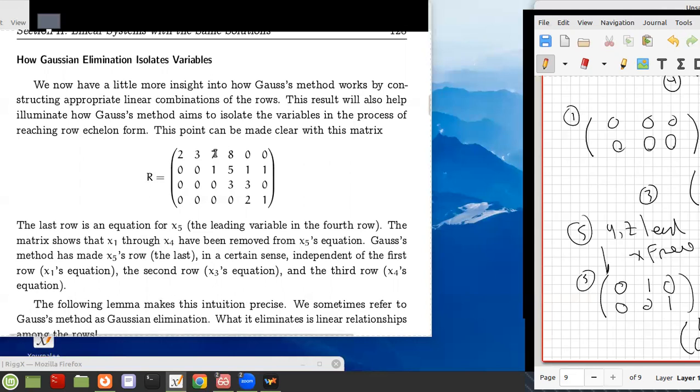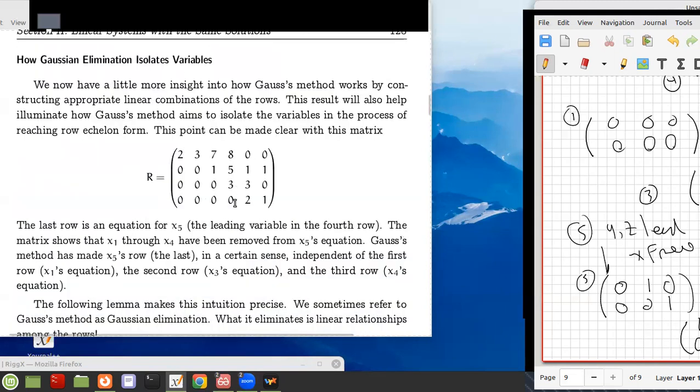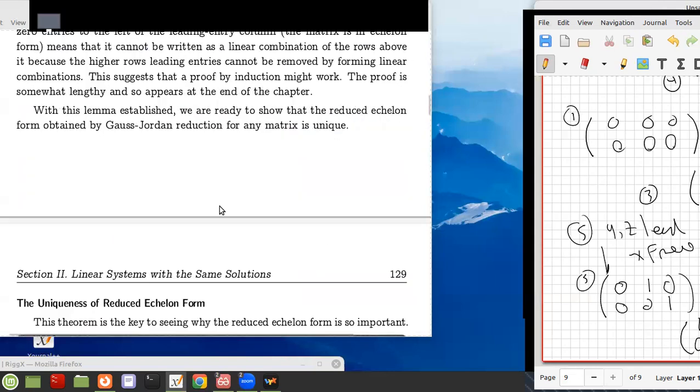So when I do reduced row echelon form, each leading variable will only appear in its own equation. So Gauss's method works by eliminating variables from other equations so that there's no intertangling, so the equations are independent of each other. And it's like echelon form row independence. This idea of independence is going to be formalized later as a central concept in linear algebra. So Gauss's method is taking advantage of disentangling variables from different rows, and that's what it's trying to do.